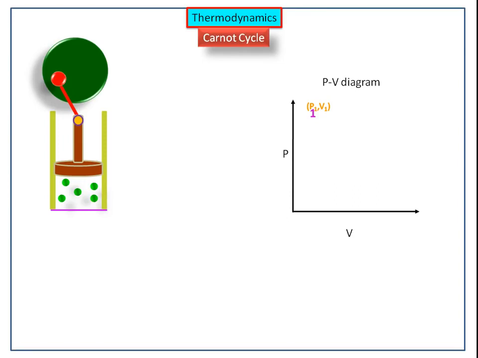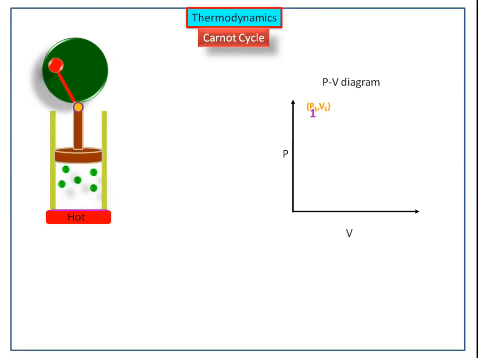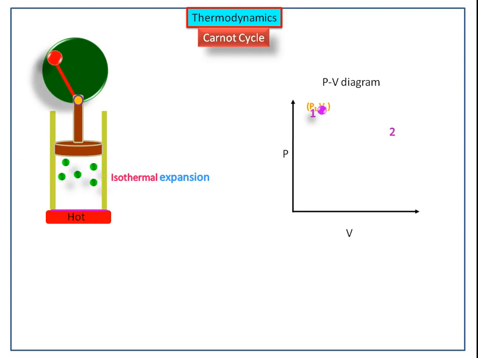Now the system is expanded at constant temperature. To maintain the constant temperature, the system absorbs heat from the surroundings. This is called isothermal expansion. Because the system does work on the surroundings, it comes to the second position. Here the pressure is decreased from P1 to P2 and the volume is increased from V1 to V2. This is a constant, high temperature. Q2 is the heat absorbed by the system.